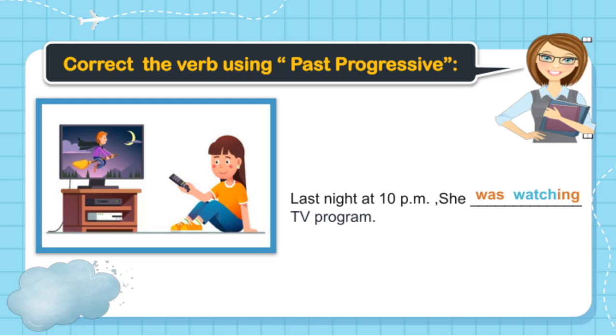So, when you see a situation like this, remember to use was or were plus the verb in ing form to accurately express that ongoing activity. This is a key concept in understanding how to talk about past actions that were in progress.